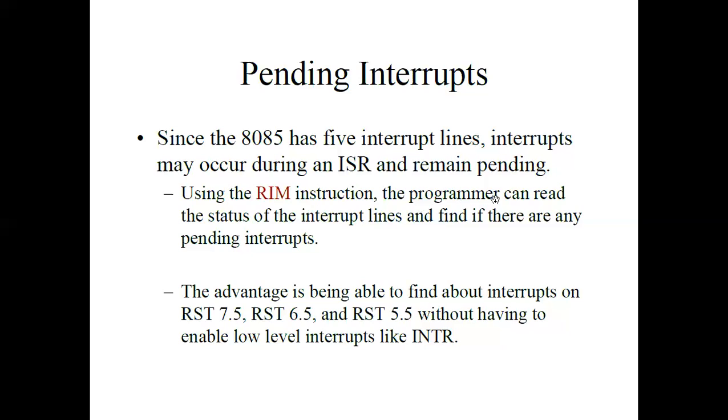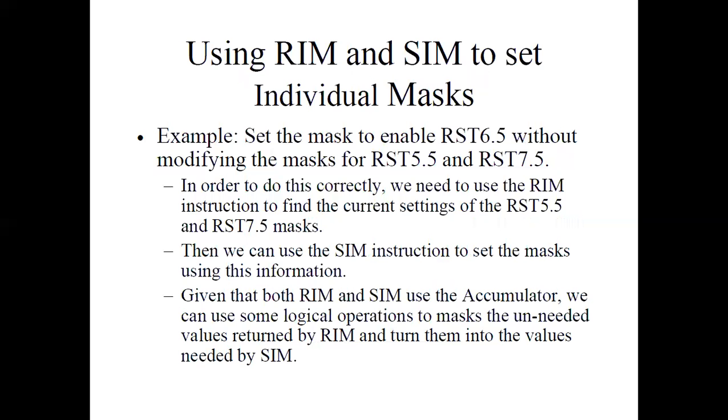Using the RIM instruction, the programmer can read the status of the interrupt lines and find out if there is any pending interrupt. The advantage is being able to find out about interrupts on RSTs without having to enable low-level interrupts like INTR. We don't have to enable the low-level interrupt INTR, because INTR has lower priority than all of these. Okay. And now, using RIM and SIM to set the individual mask.